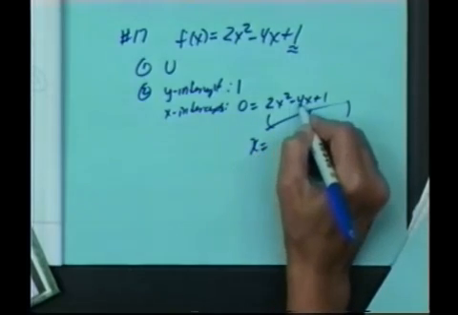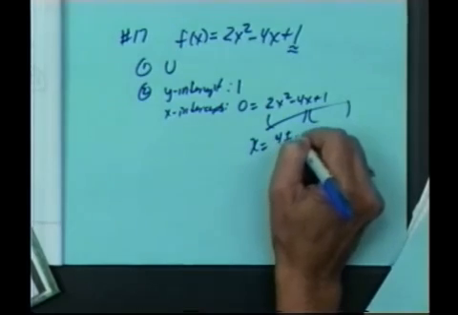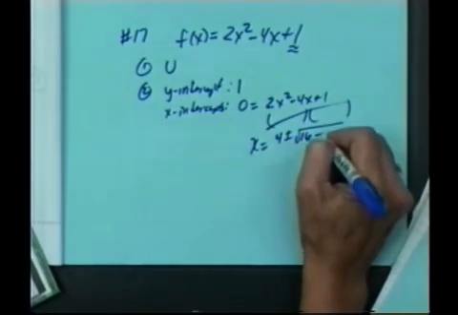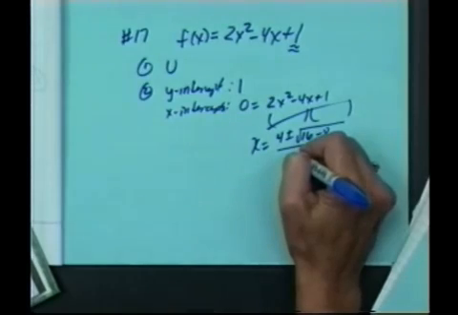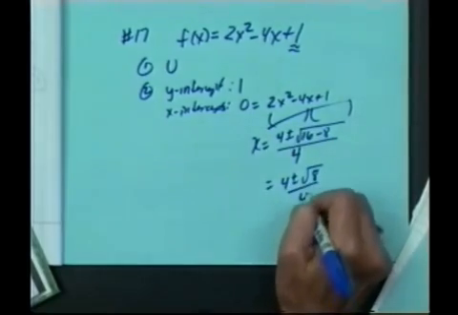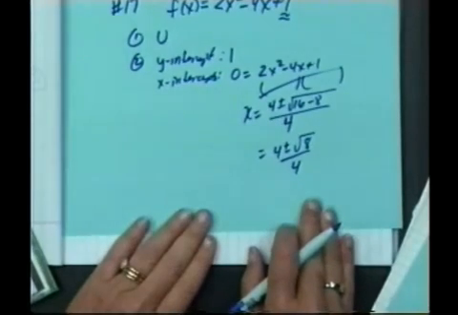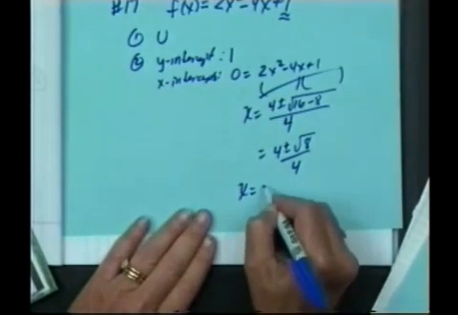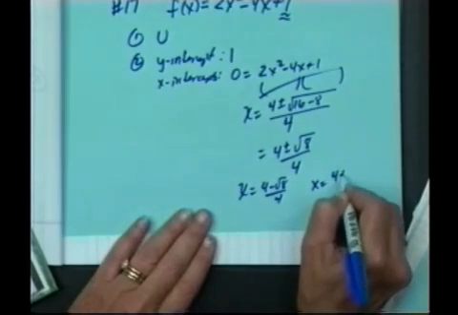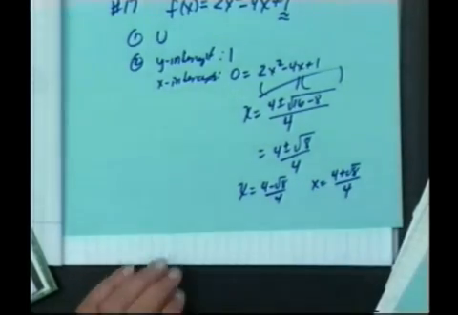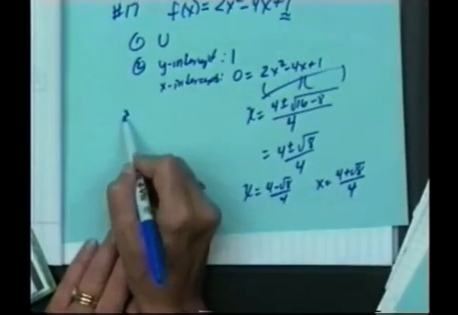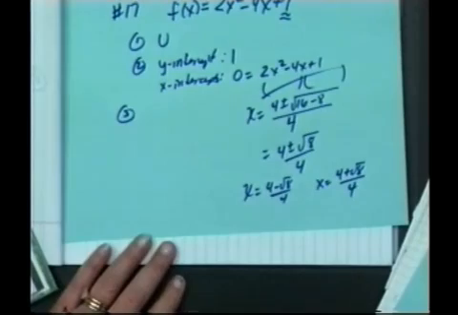x is equal to negative b, which is 4, plus or minus the square root of b squared, which is 16, minus 4 times 2, which is 8, over 2 times 2, which is 4. So you get 4 plus or minus the square root of 8 over 4. If you wanted to approximate that, you just go to your calculator and plug and chug: x equals 4 minus the square root of 8 over 4, and x equals 4 plus the square root of 8 over 4. I didn't bring my calculator, so we're just going to move on so that we can sketch the graph pretty easily without knowing exactly what our x-intercepts are.